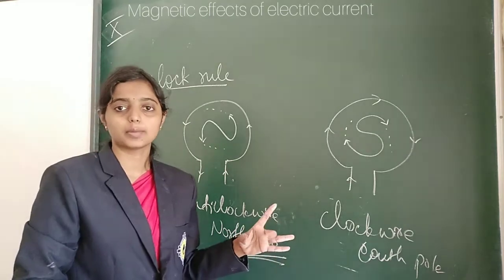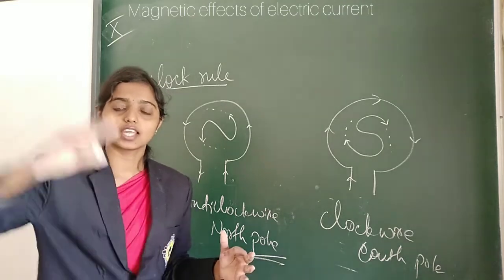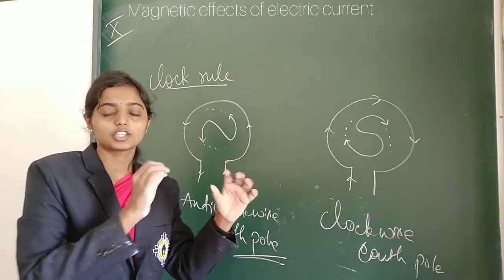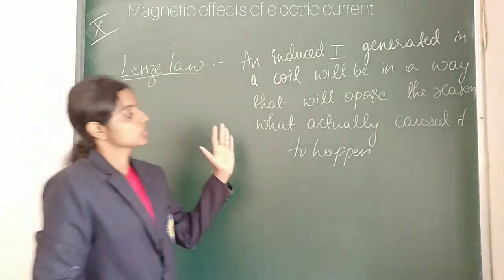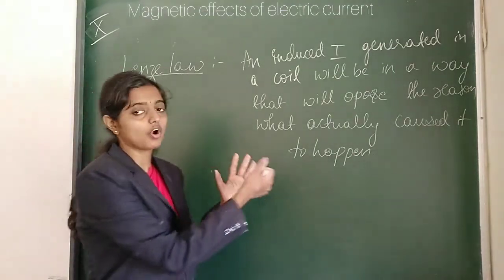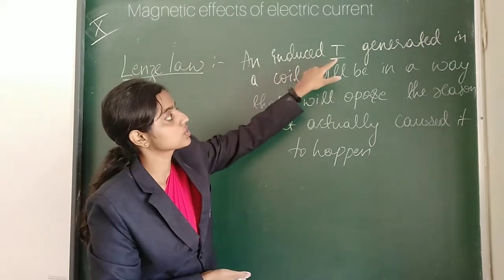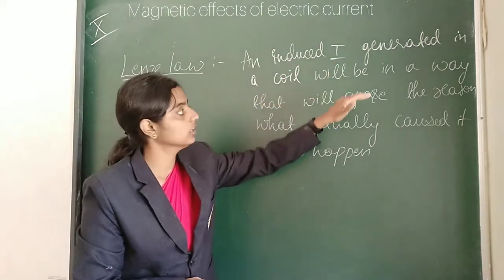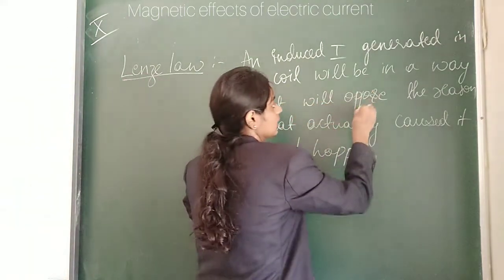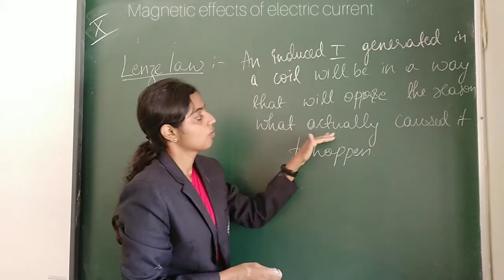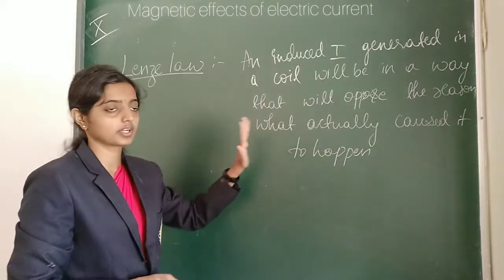Again, it is not in the syllabus, just extra information, called Lenz's law, which is there in the PU syllabus. Let us understand what that concept tells. Lenz is a scientist, and what he told is: an induced current, I represents the current, an induced current generated in a coil will be in a way that it will oppose the reason what actually caused it to happen. You don't need to remember this definition because it is out of the syllabus.